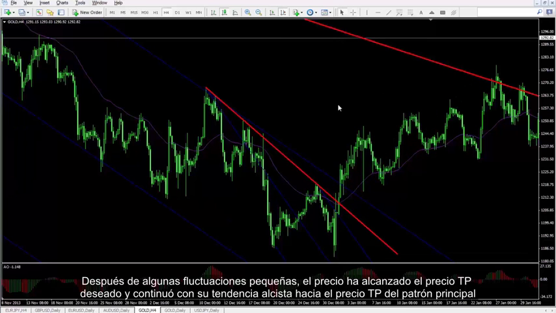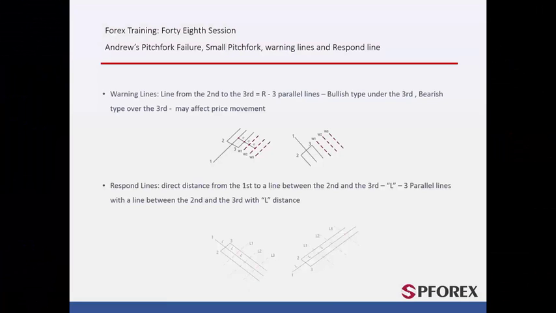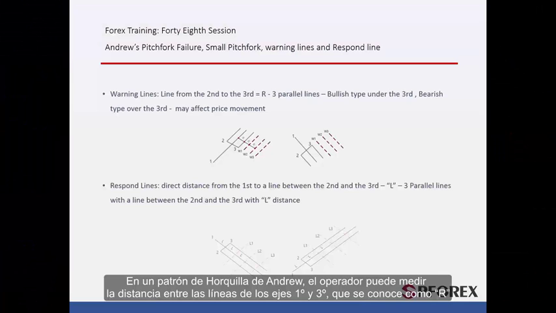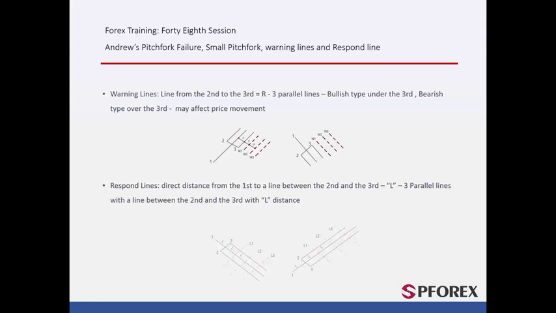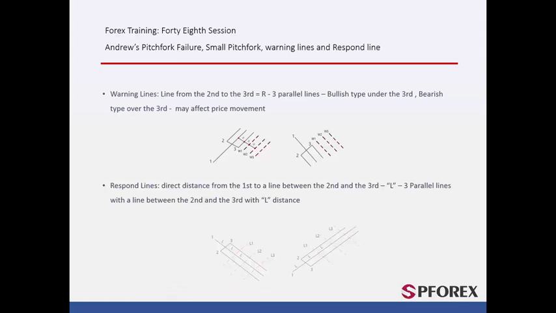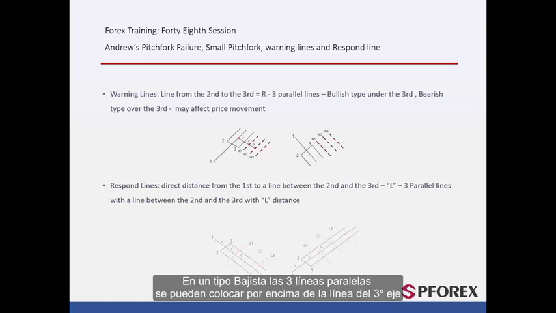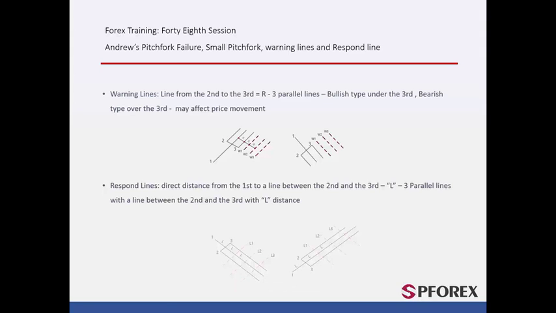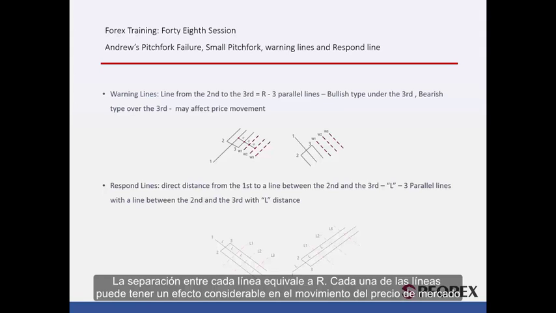Warning line. In an Andrew's pitchfork pattern, a trader can measure the distance between the third and the first pivot lines, called R. In a bullish type, 3 parallel lines can be drawn under the third pivot line. In a bearish type, 3 parallel lines can be placed over the third pivot line. The gap between each line equals R. Each line may have considerable effect on a market price movement.